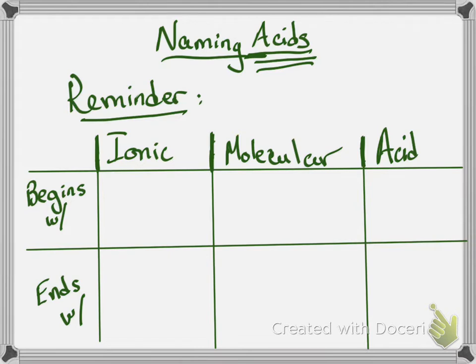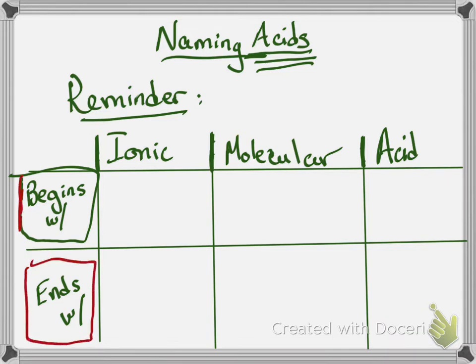If we look at this basic little chart I drew up here, it's a quick reminder of everything that we've covered so far. The highlights of this chart are the different types of compounds and what each one begins with and ends with. So we're looking at begins with, ends with. And this should help you somewhat with identifying how to name certain things.